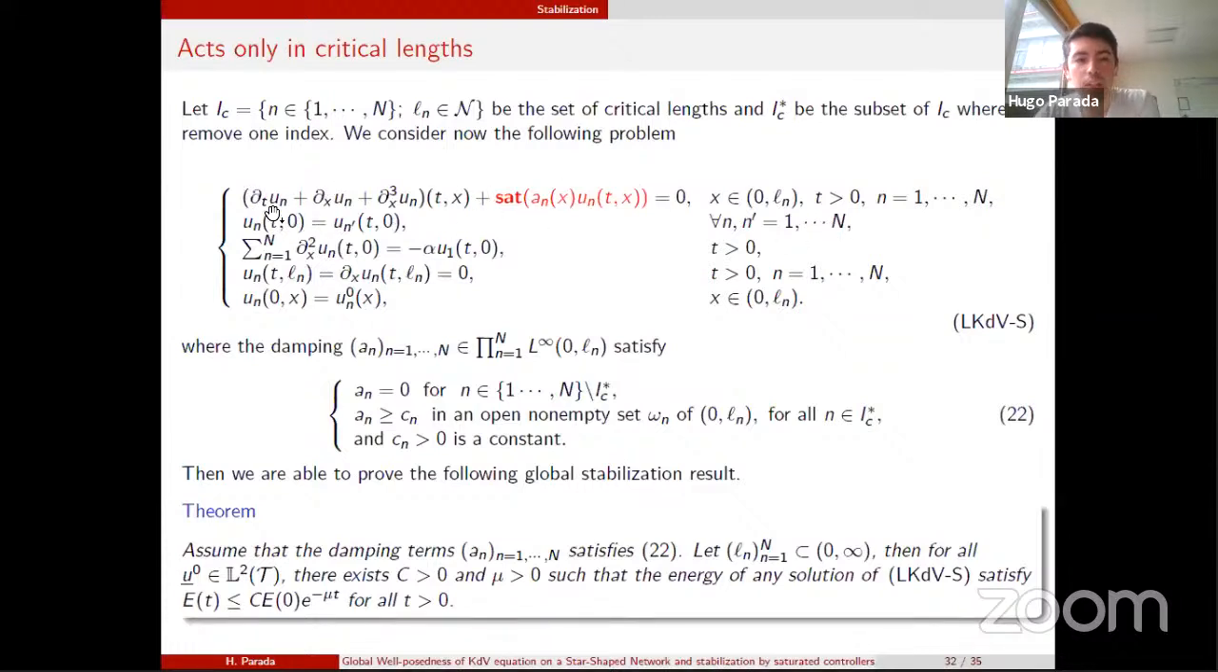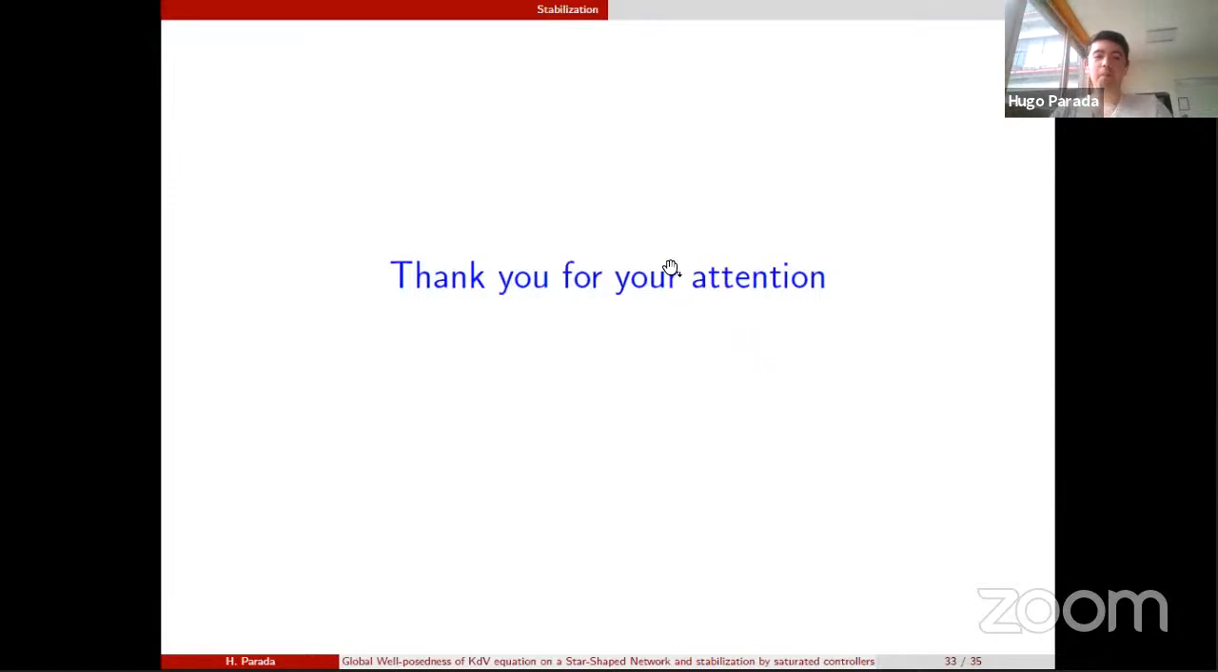We're going to consider the following equation. Here, note that you have only the linear part of the KdV equation, and we add here a saturation term, where the saturation is positive only in the set EC star, and in the others it is 0. And in this case, we are able to prove the following global stabilization result. So if you have any initial condition, you can show that the solution of this system satisfies this exponential decay rate. The main difference is that here, as you don't have this internal term, you can prove this stabilization without imposing a condition on the bound of the initial data. So this is the main result that I wanted to present to you.